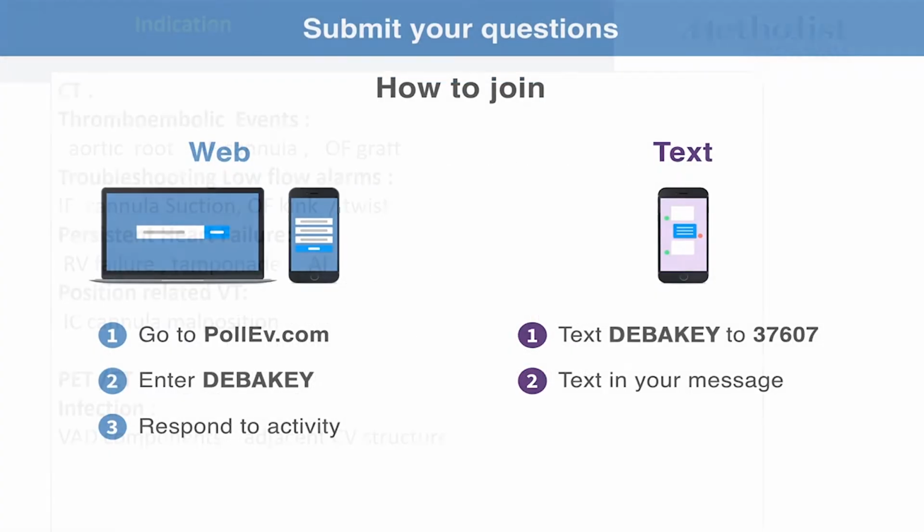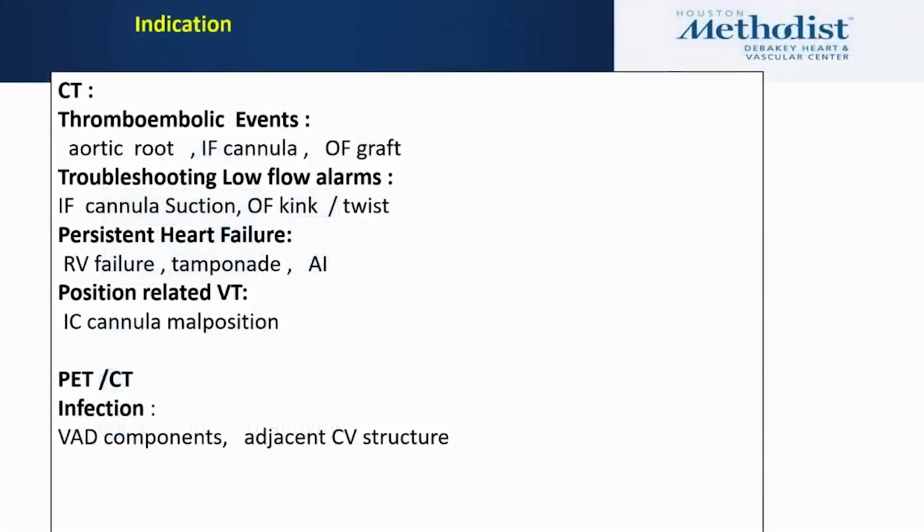So the indication for CT, in summary, is when you have a thromboembolic event in a patient with an LVAD, you want to look for source of emboli from the heart, aortic root, inflow cannula, or outflow graft. Or you want to troubleshoot, as Dr. Kassi mentioned, in low flow alarms, looking for any suction event, kinking, twisting, or any extracardiac finding, such as in cases of persistent heart failure, look for RV failure, tamponade, and aortic regurgitation, and position-related ventricular tachycardia, usually related to inflow cannula malposition.